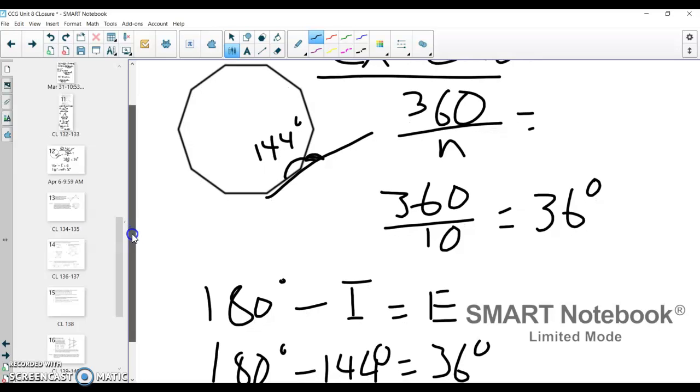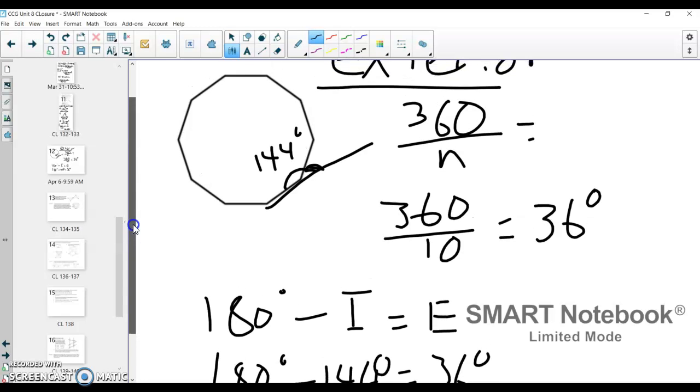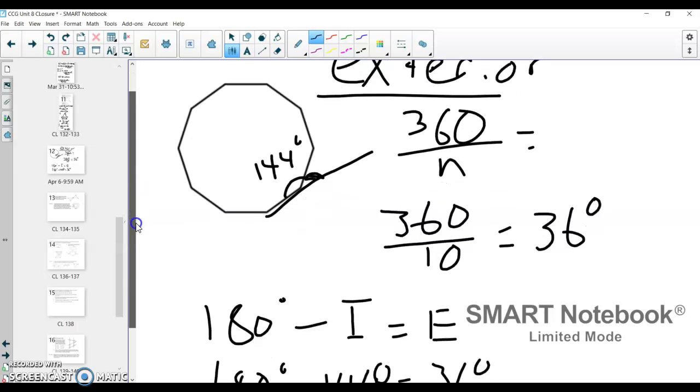Central angle, the sum of all the interiors, just one interior and exterior. If I missed one or if I didn't explain it fully, let me know.